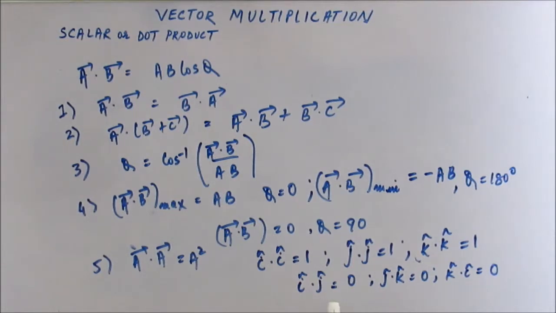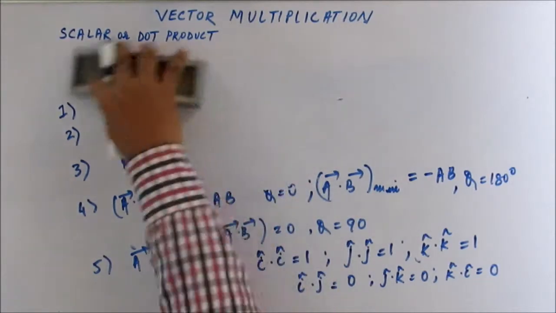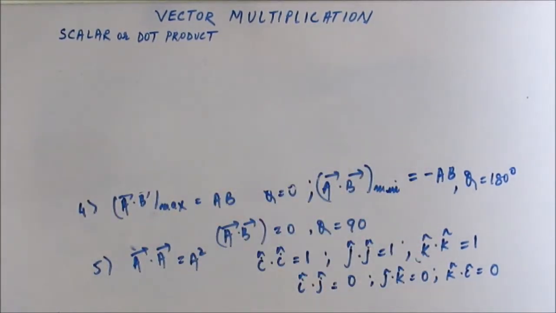Okay, now based upon this fifth point, we can see, I'm just rubbing the first three points because of shortage of space. See, generally we write vectors in this form.